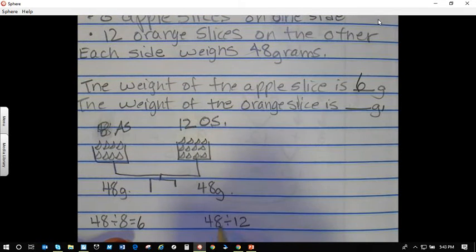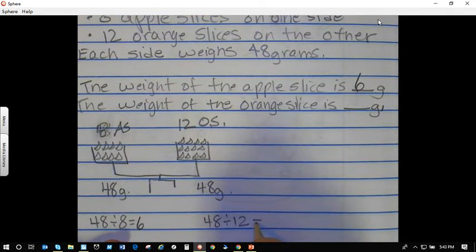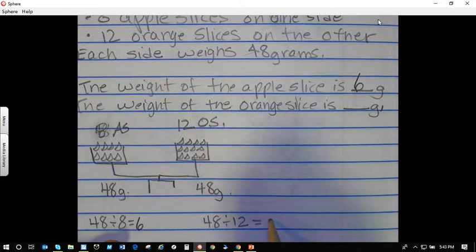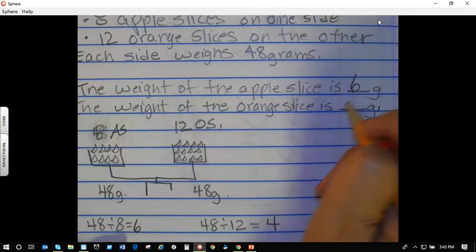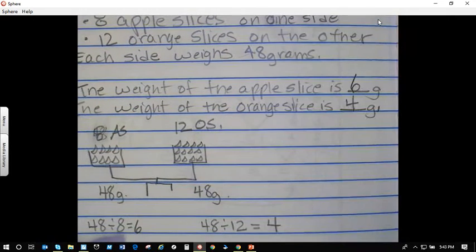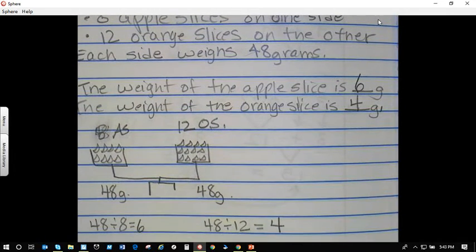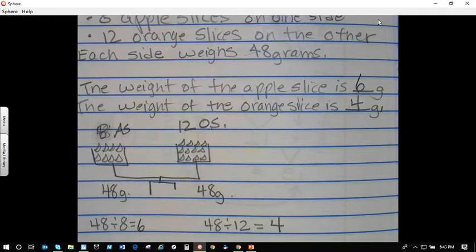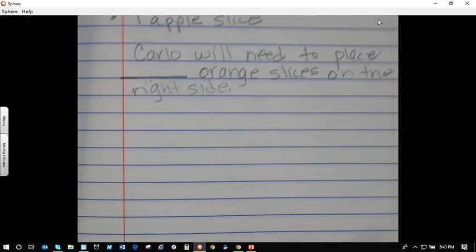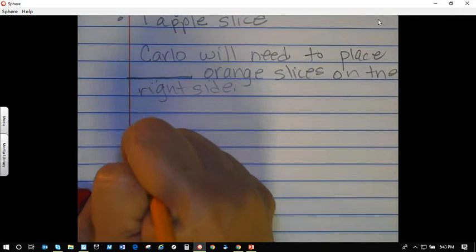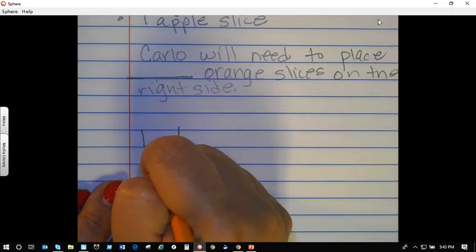We said that 12 goes into 48, and that was 4 times. So each orange slice has a weight of 4 grams. Okay, so we're going to use this information for what we need to do today. So we're going to come over here, and I'm going to draw the same scale.